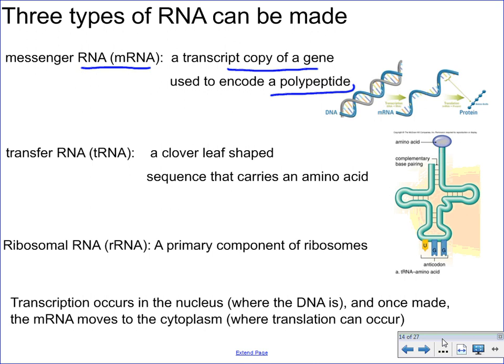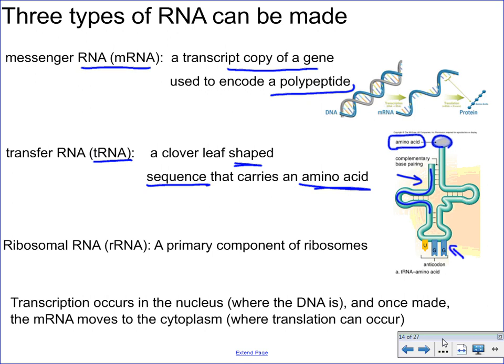Another type of RNA is referred to as transfer RNA, or tRNA. This is a cloverleaf-shaped sequence of RNA that will also carry an amino acid at its end. So here we have our tRNA. The green part is the RNA molecule that bends and twists and forms like this cloverleaf shape. And then at the end is an amino acid attached onto it.